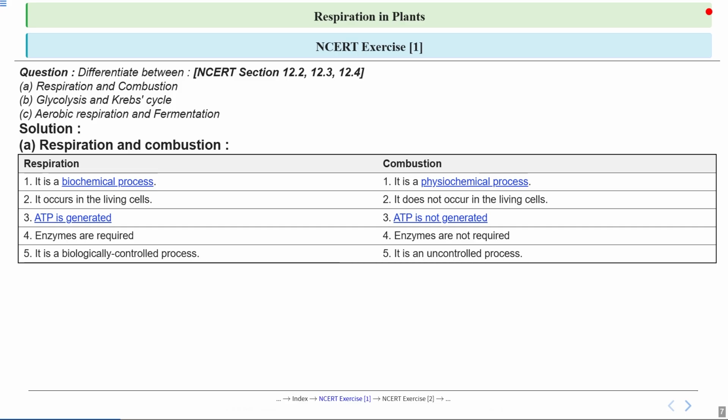Now, respiration is a biologically controlled process because it is taking place in the living cells. Whereas combustion is not a controlled process, it is an uncontrolled process. That is, there is uncontrolled energy release in combustion.